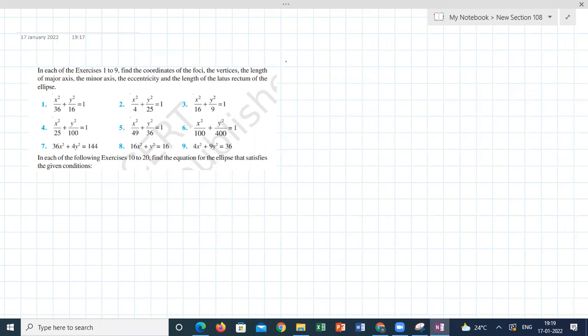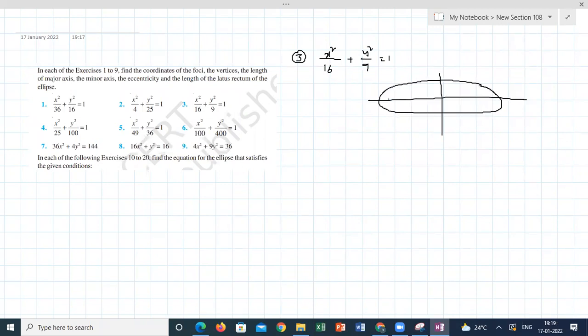Try to depict the diagram related to this question: x square by 16 plus y square by 9 is equal to 1. The ellipse will look like this, so it will be easy to understand what the vertices and all are. This is focus F1, this is F2, and AB, CD. And PQ is the latus rectum.